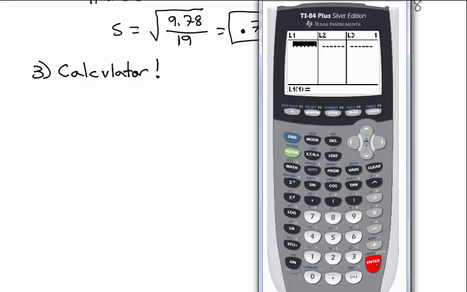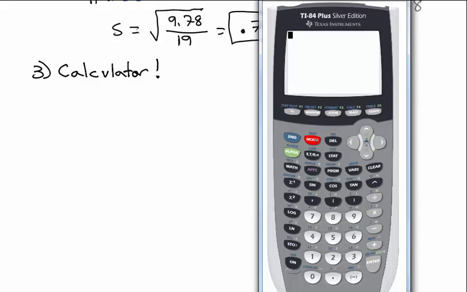So now I'm ready. What I'm going to do in L1 is list out the data values that we are working with. Let's do that first example where we did 4, 7, 8, 5, and 2. 4, enter, 7, enter, 8, enter, 5, enter, 2, enter. Then we're going to hit second, and the button right next to it, quit, which takes us back to the home screen. Now we're ready to calculate the statistics that are related to list L1.